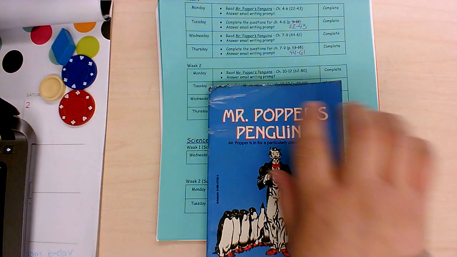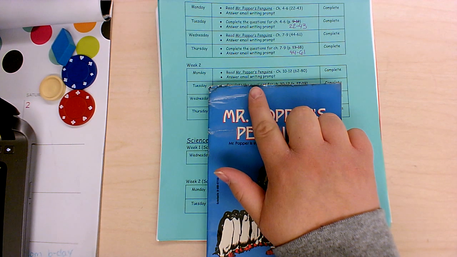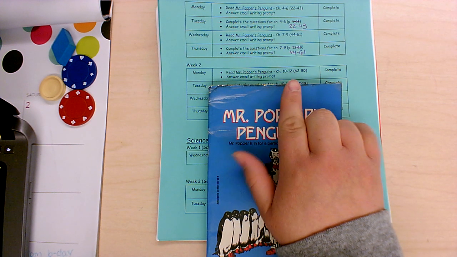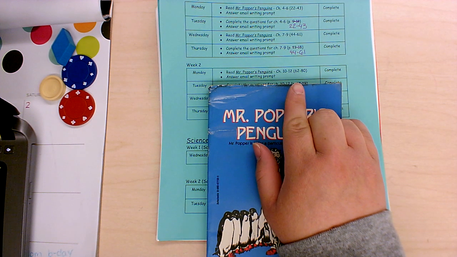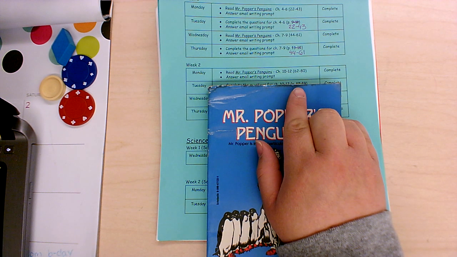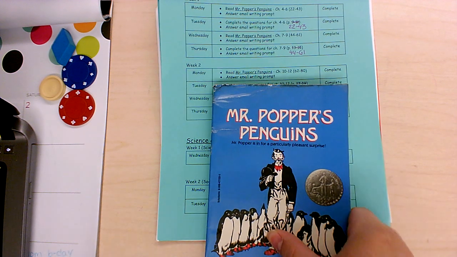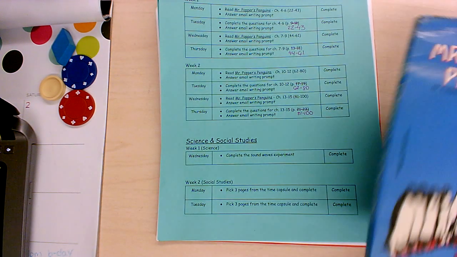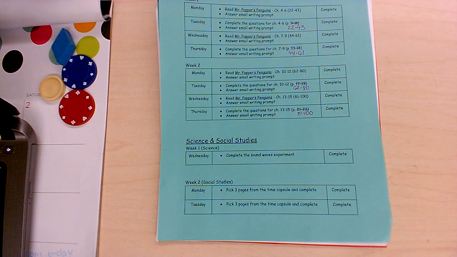Week 2. For today, Monday, you are going to read chapters 10 through 12, page 62 to 80 in Mr. Popper's Penguins. And today you are going to start social studies.